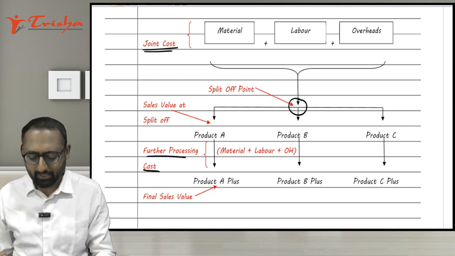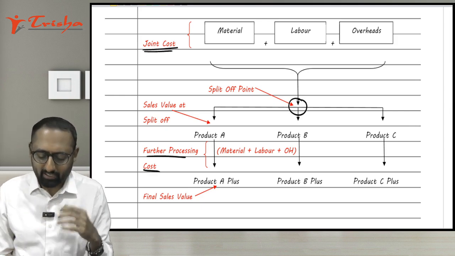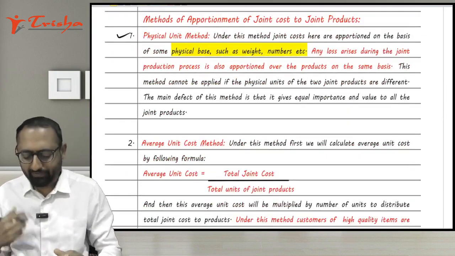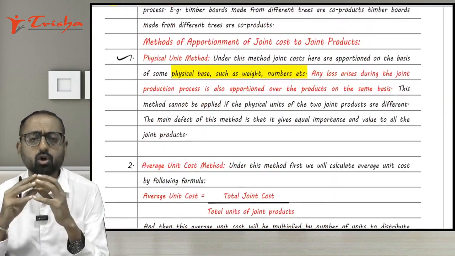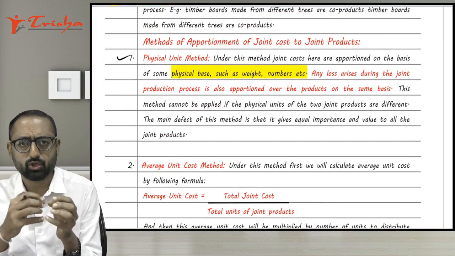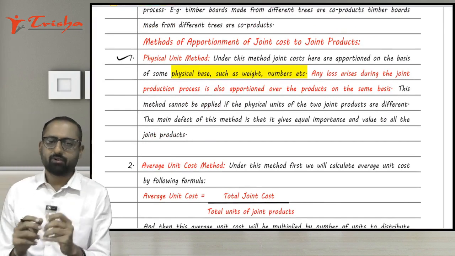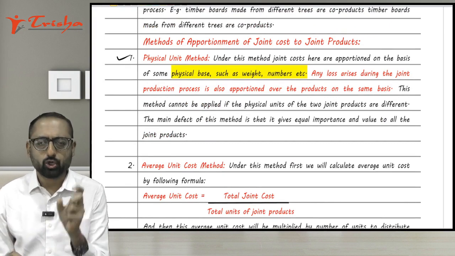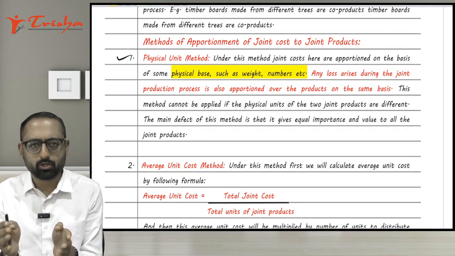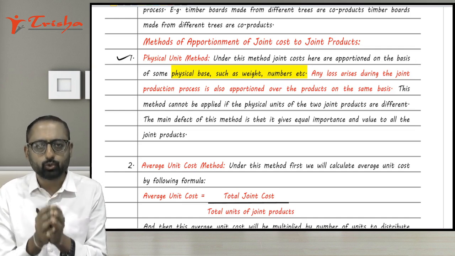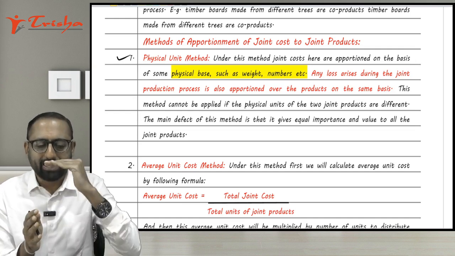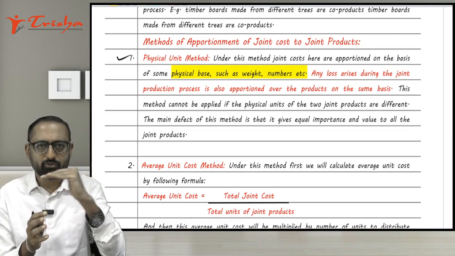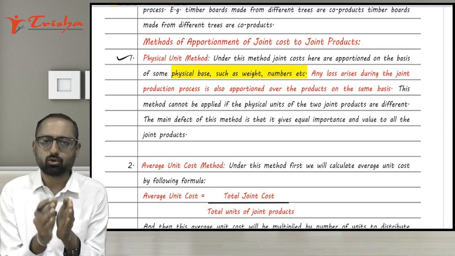Okay, with this, let's go to various methods of allocation apportionment of the joint cost to the various main product. First method is a physical output method. Under physical output method, joint cost will be allocated to various product on the basis of physical units, physical output at the split off stage of the various joint products. So in that ratio, you are going to allocate the joint cost.